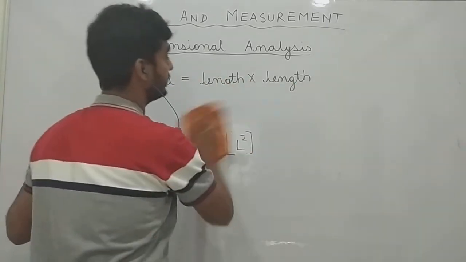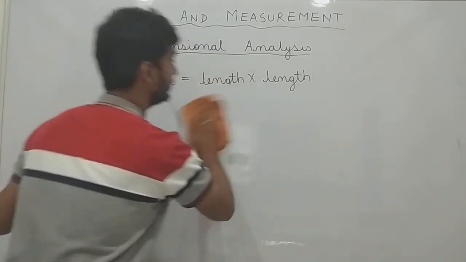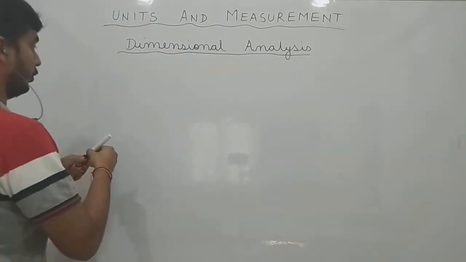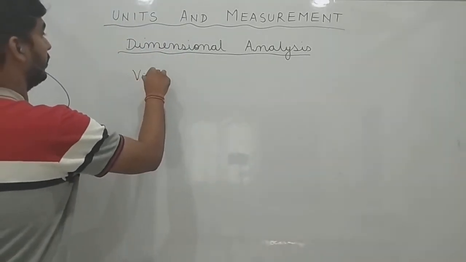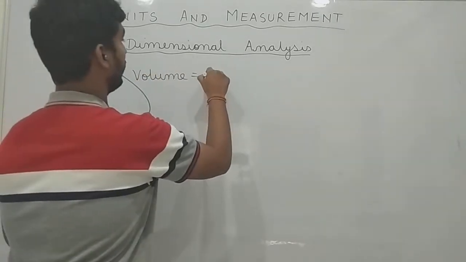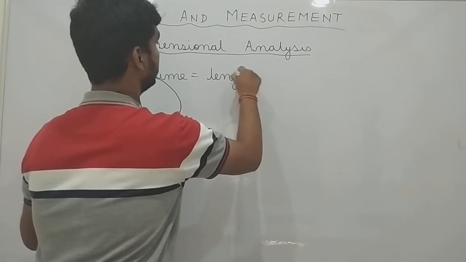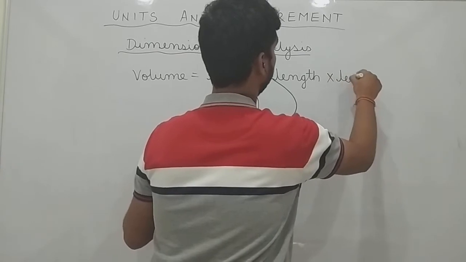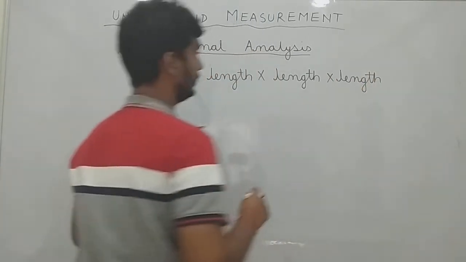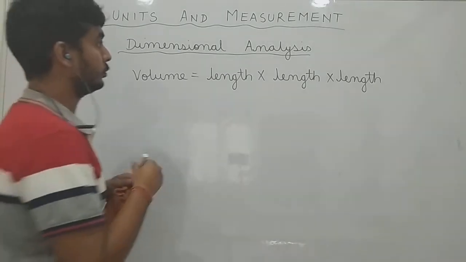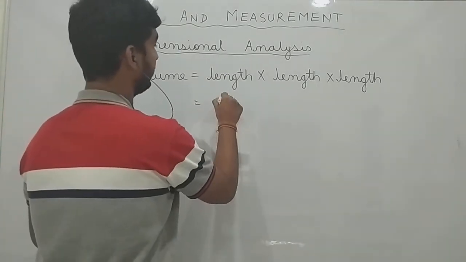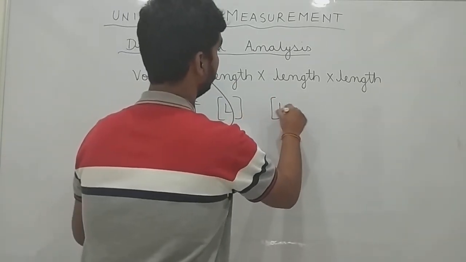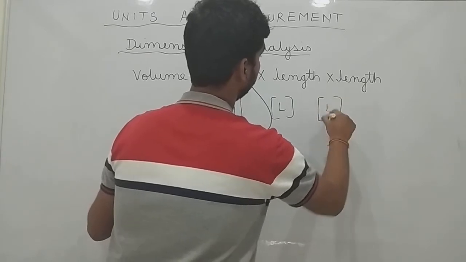Similarly, how can we represent volume in terms of these fundamental dimensions? Volume can be written as, you know volume is the product of three lengths. Length into length into length, whatever may be these three lengths, but it is basically 3 times multiplication or the product of length. So this length will be represented by L, similarly this will be represented by L, and this one will also be represented by L.